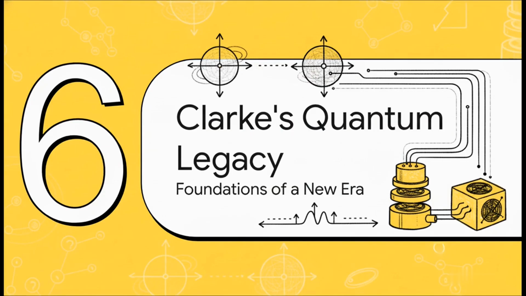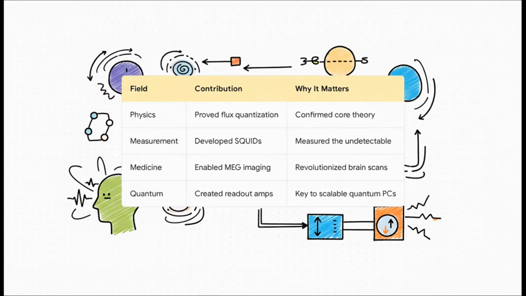You see, John Clarke didn't just invent a device. He provided the foundational measurement tools that an entire new era of technology is now being built on. His impact is just massive, spanning so many fields. In physics, he proved a core theory of superconductivity. In measurement, his SQUIDs let us see signals that were totally invisible before. In medicine, he made the revolution in brain imaging possible. And of course, in quantum computing, he gave us the essential tool for actually reading qubits. His work is just the perfect example of bridging pure theory with world-changing tech.